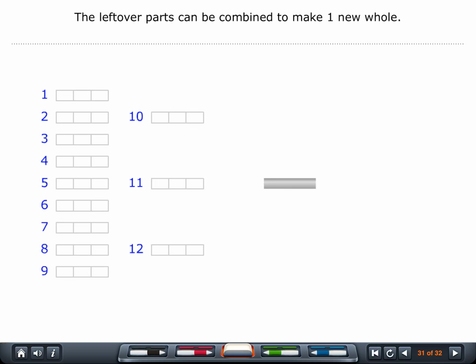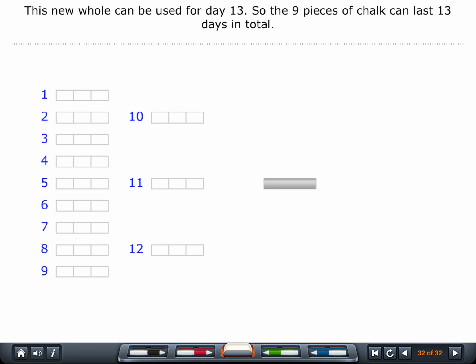The leftover parts can be combined to make 1 new piece. This new piece can be used for day 13. So the 9 pieces of chalk can last 13 days in total.